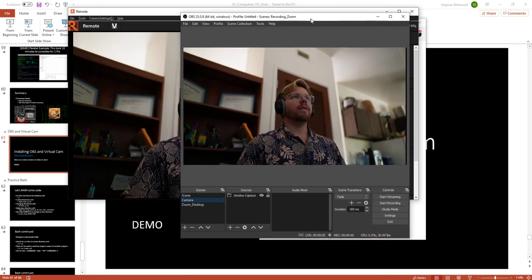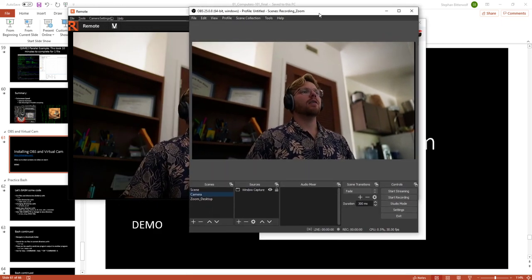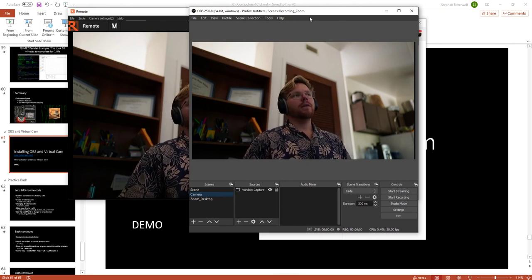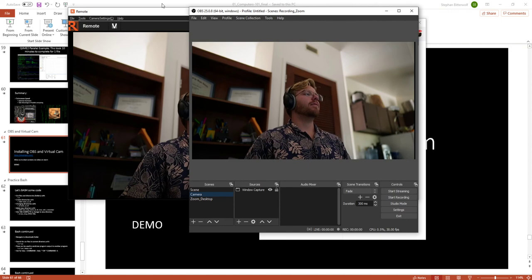And so hopefully you can get this installed by next class. It's available on all the operating systems, so you can install it on Linux if you needed to.